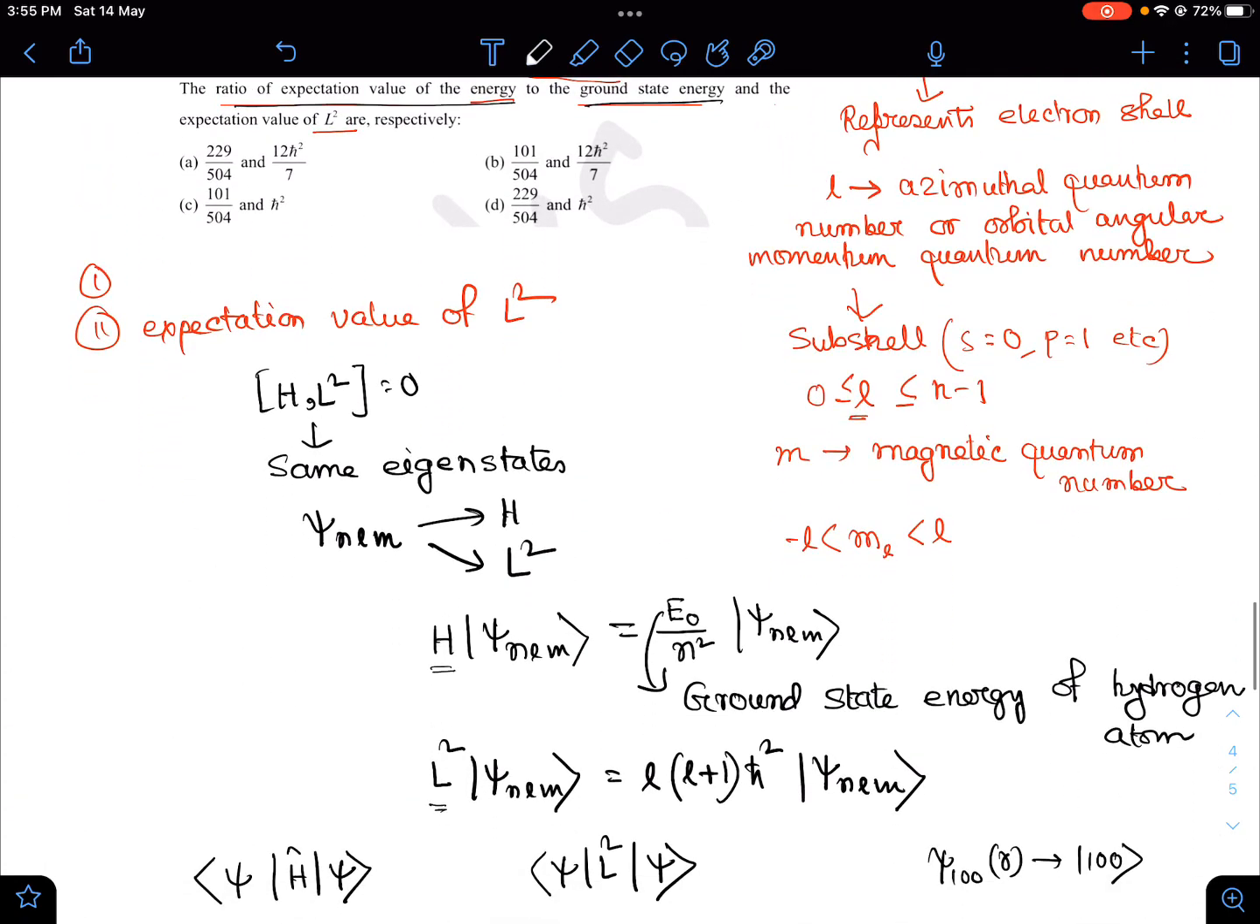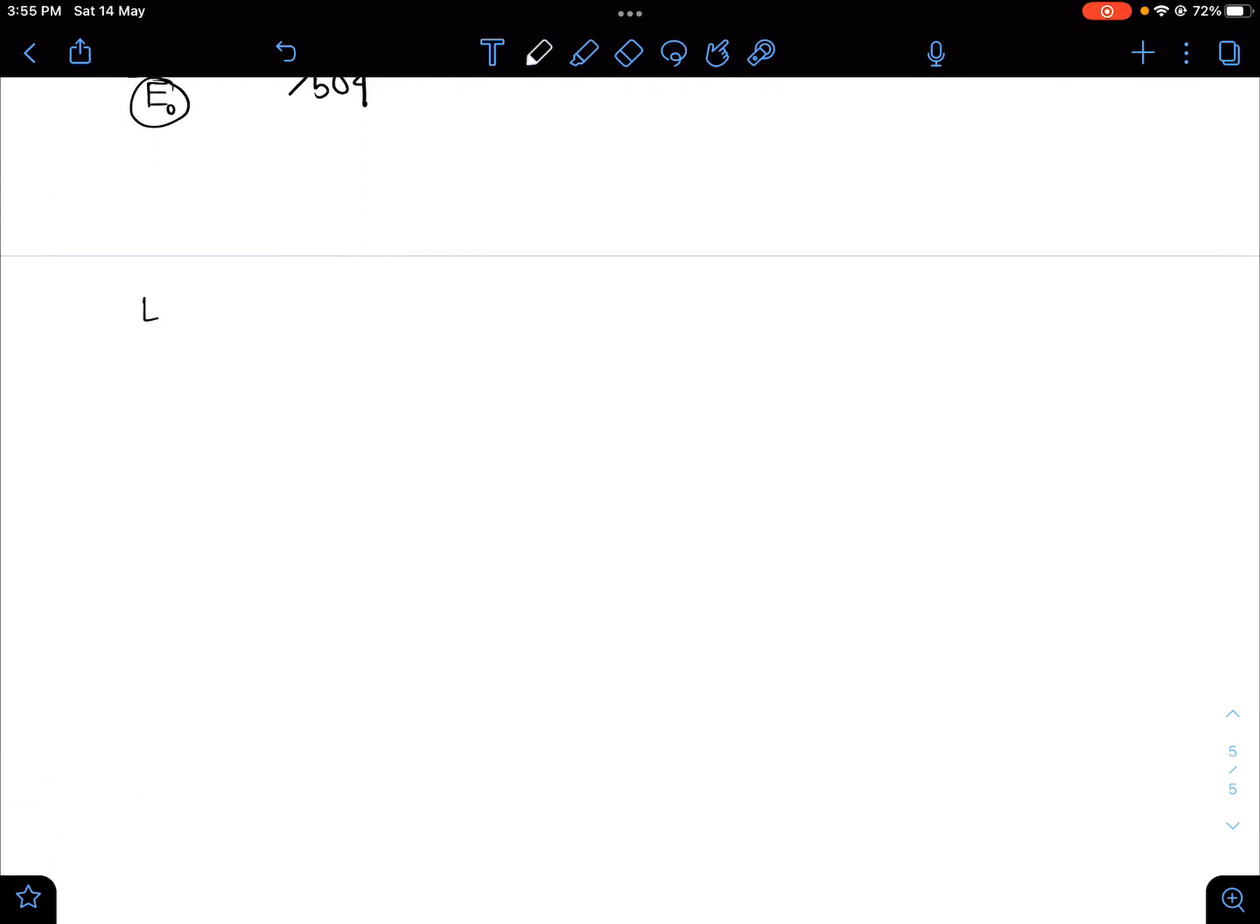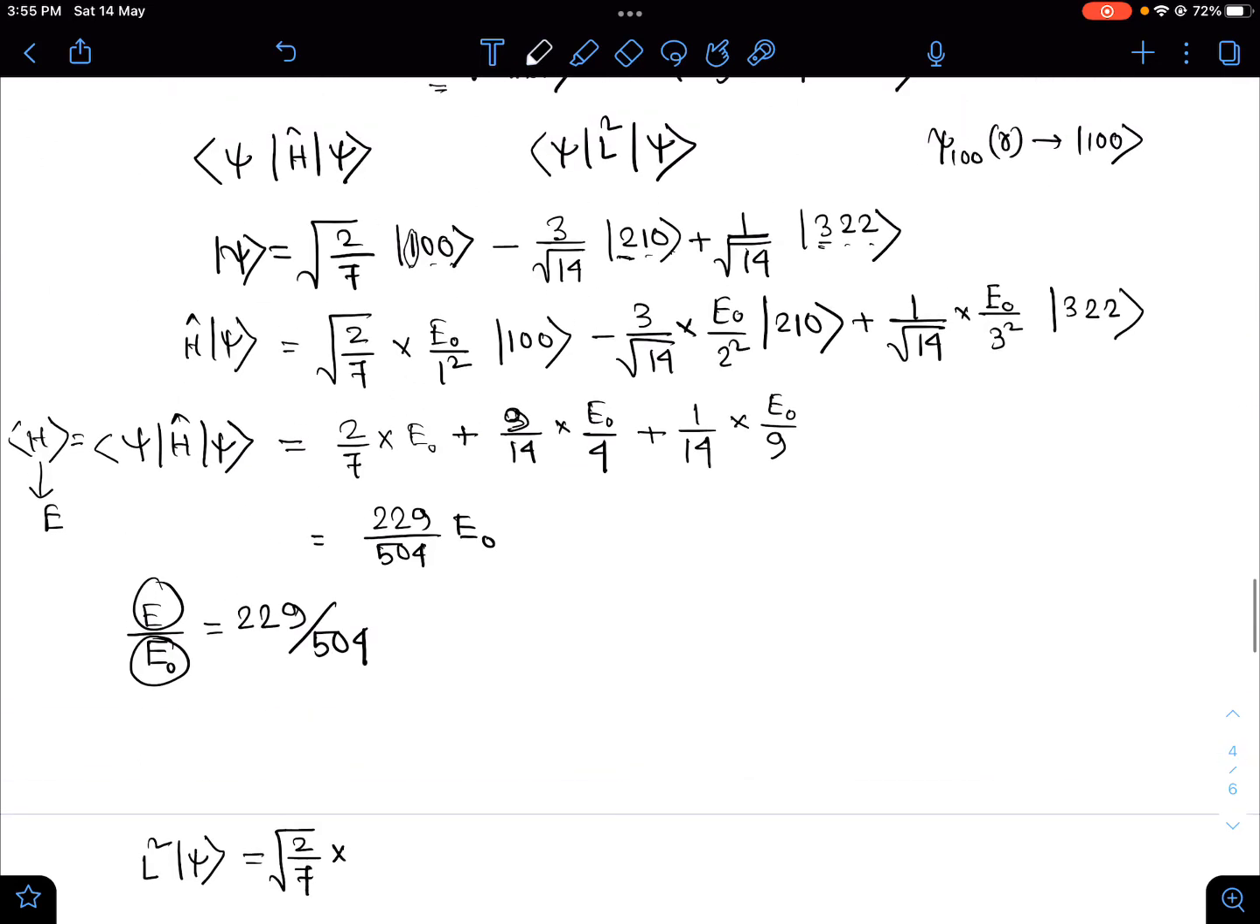And now we have to find the expectation value of L squared. So let us do that. So L squared psi, what will it give? It will give us root under 2 by 7. For the first term we have L value 0.